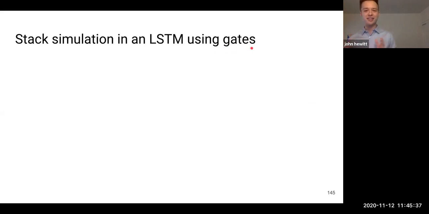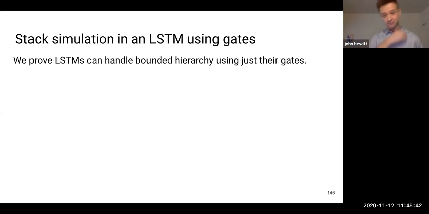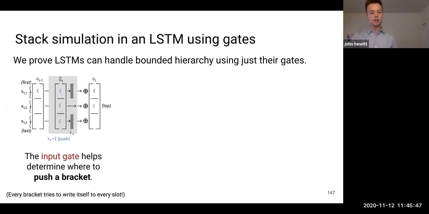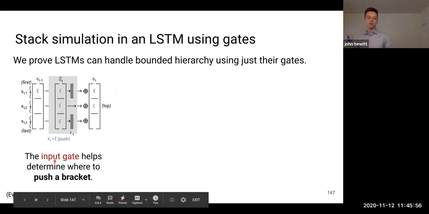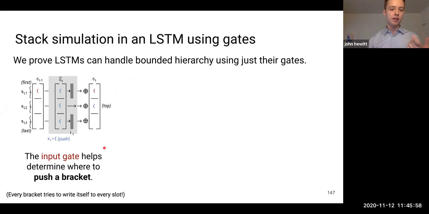So I won't go too much into this construction in this talk because it's quite involved, but I'll give some high-level intuition. Again, they're going to just use their gates. We'll talk about what each gate does, and only look at the diagram there if you're really interested. But semantically, the input gate you can think of as helping determine where to push a bracket. So instead of trying to write a bracket to slot 1, I'm always going to try to write a bracket to every possible slot.